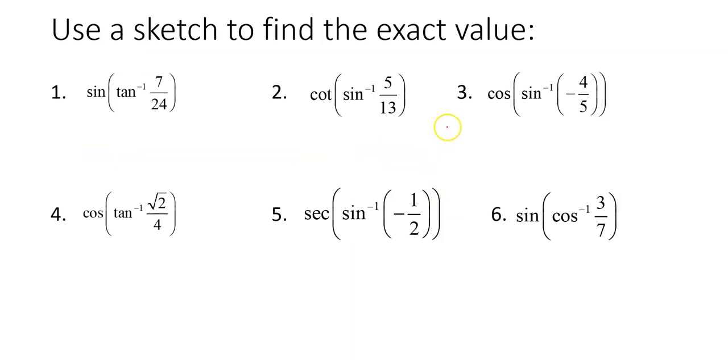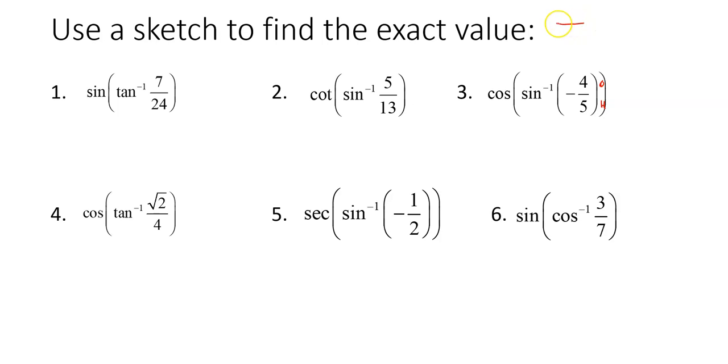All right, let's take a look at the third one. This one is a little bit different because look at this. This is the inverse sine of negative 4/5. So sine is opposite over hypotenuse. So there's my opposite. There's my hypotenuse. Well, hypotenuse is always positive. So the opposite side is the one that's got to be negative. So I got two options.